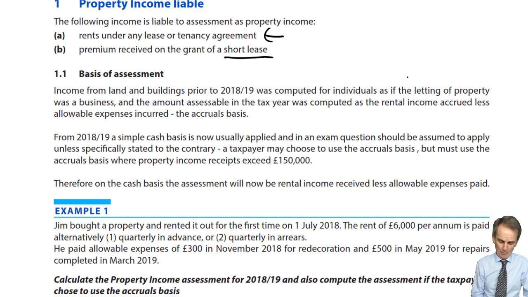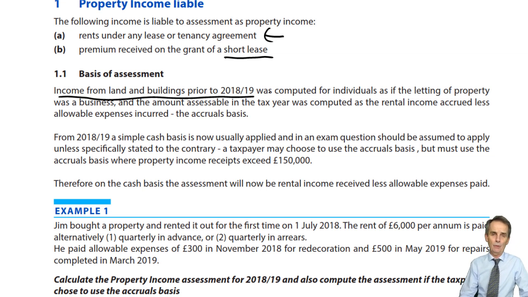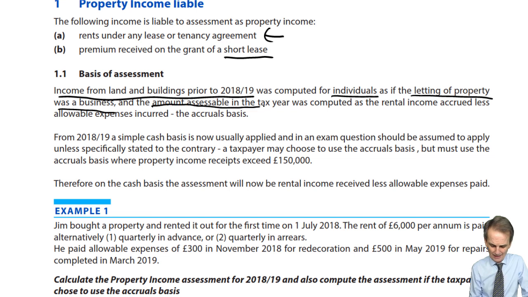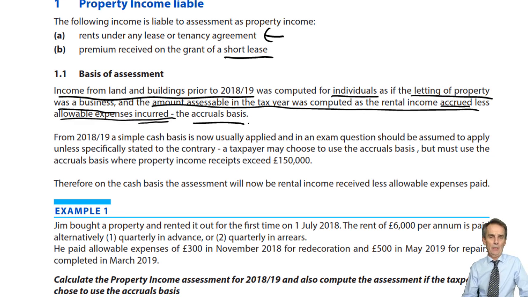What used to happen, again noted here, is that income from land and buildings prior to the 18/19 tax year, so up to and including the 17/18 tax year, was computed for individuals as if the letting of the property was a business. And of course, businesses work on an accruals basis. So the amount assessable in the tax year was computed as the rental income accrued, less allowable expenses incurred. The accruals basis, what we use for businesses, therefore.